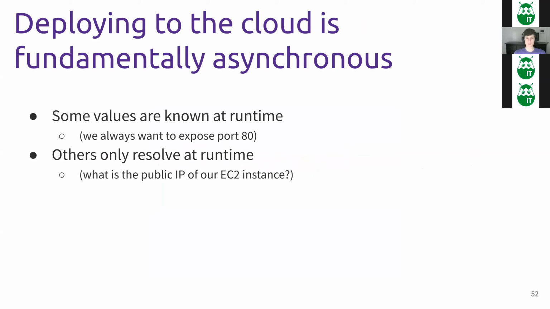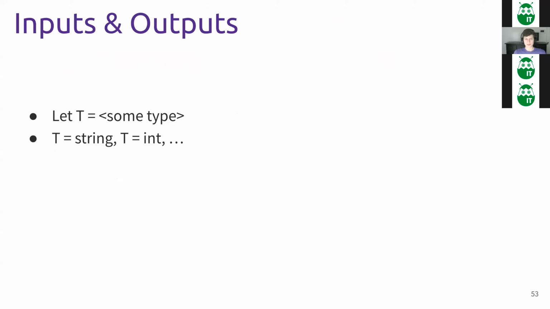So fundamentally, cloud deployments are asynchronous, right? Some values are static, and we know them at authorship time, right? For web servers, we always want to expose that port 80, but others only resolve at runtime. So what is that public IP of our EC2 instance? Well, you don't really know until AWS creates it for you and returns it back. So we have this notion of inputs and outputs in Pulumi.